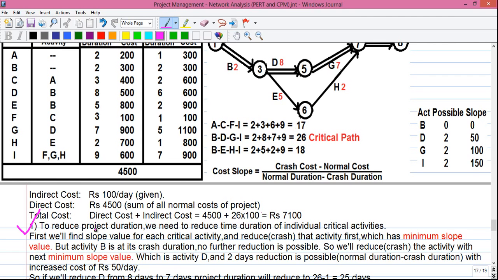Step number 1. To reduce the project duration, we need to reduce the time duration of individual critical activities. So first we will find out the slope value for each critical activity. Slope value is given by this formula.